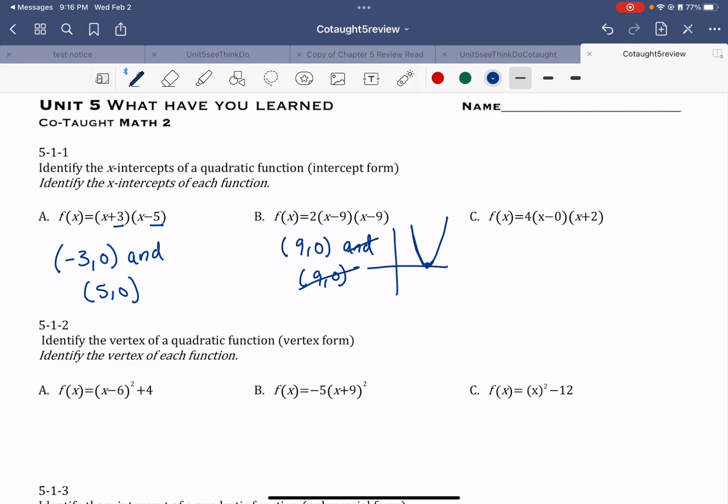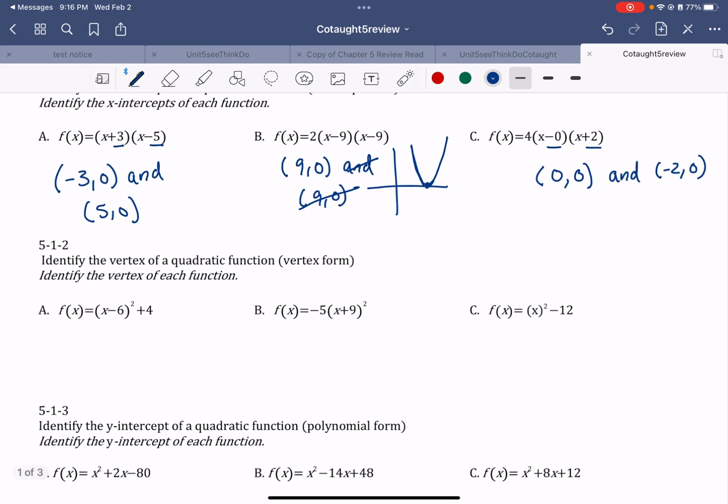All right, letter C. We have x - 0 and x + 2. Well, the opposite of 0 is still just 0. So 1 x-intercept will be at the point 0, 0 at the origin, and then the other one will be at the point -2, 0. So that's our intercepts.